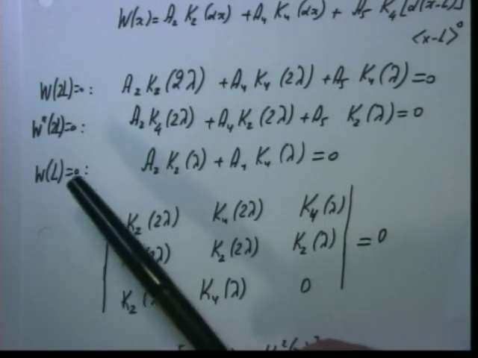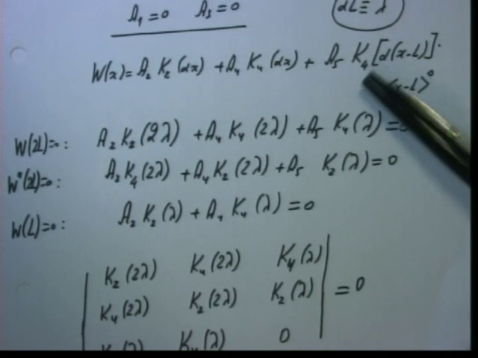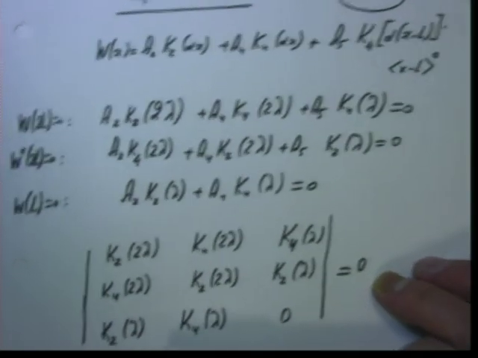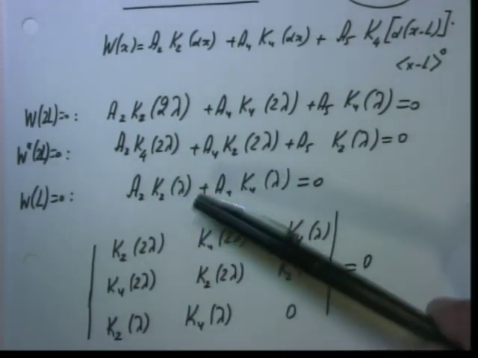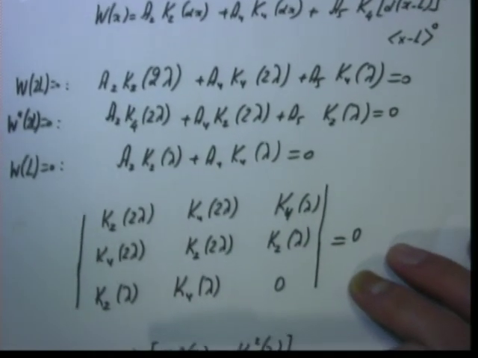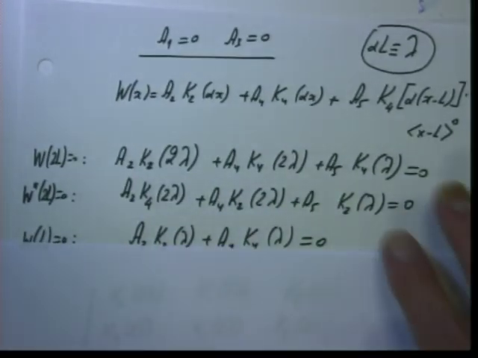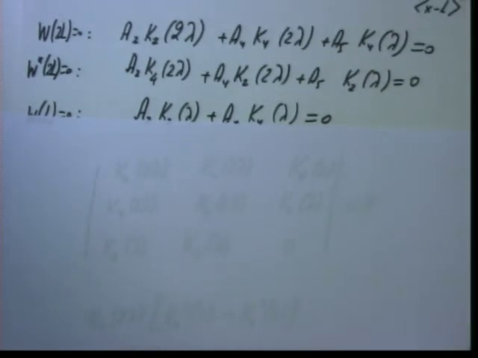And we have also W of L equals 0. When I say W of L equals 0, this term does not come into consideration, because from the left it equals 0. So A2K2 plus A4K4 equals 0. So these are the three conditions. Please write it down. Three conditions.